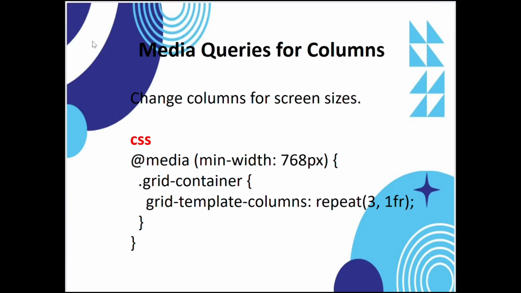Here also we have taken the parent class. In that we have added the 4 boxes and we have styled it, and using the media tag min width we have set 768 pixels and grid template columns to repeat 3 times of 1fr, which means one column for mobile, tablet for 2 columns and desktop for 4 columns.